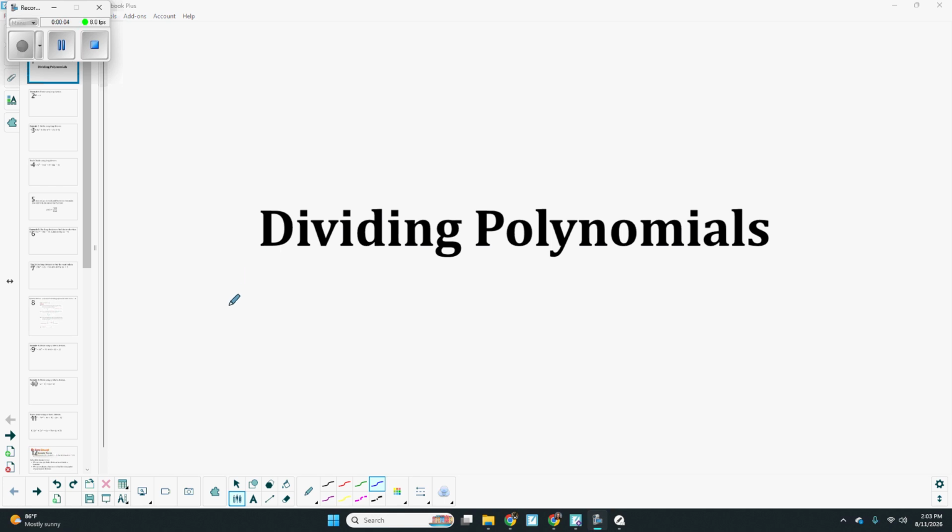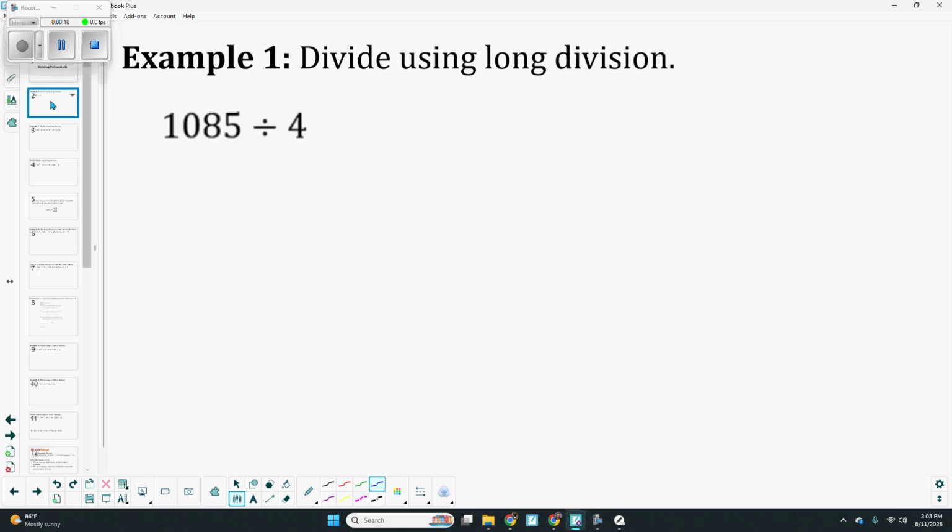Today we're going to continue with polynomial operations, and we're going to talk about dividing polynomials. But before we get into dividing polynomials, let's just talk about long division in and of itself. So I'm going to do long division for this right here, 1085 divided by 4. So what we're dividing by goes on the outside, right? And what we're dividing goes on the inside.